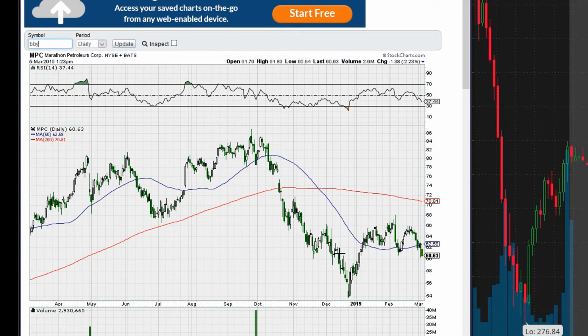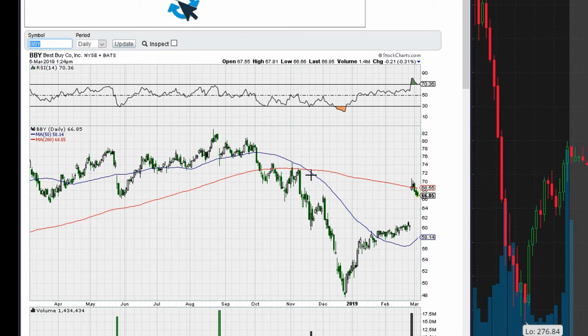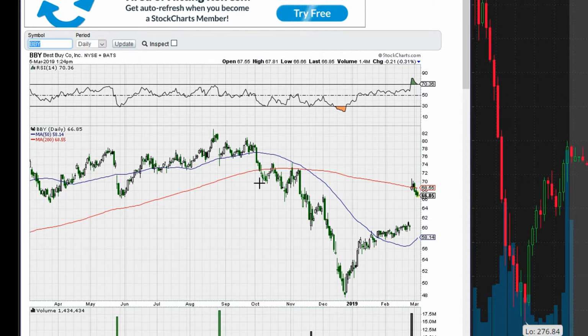Best Buy right here as well. Death cross, boom. Check out all that selling for days and days and days. This isn't a one or two day thing, all right? This is for days. All right, and we're back to Apple.